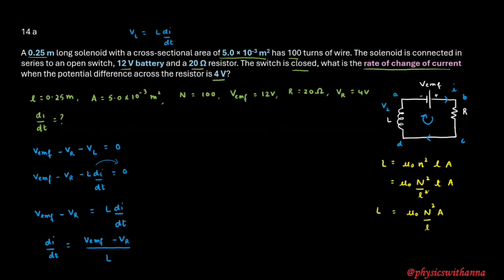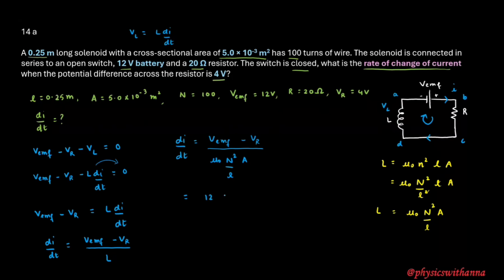So let's substitute that here. I get dI over dt to be equal to V_EMF minus V_R. In place of L, we will write mu naught N squared A over l. Now we have everything to solve for this. So let's substitute the numbers.